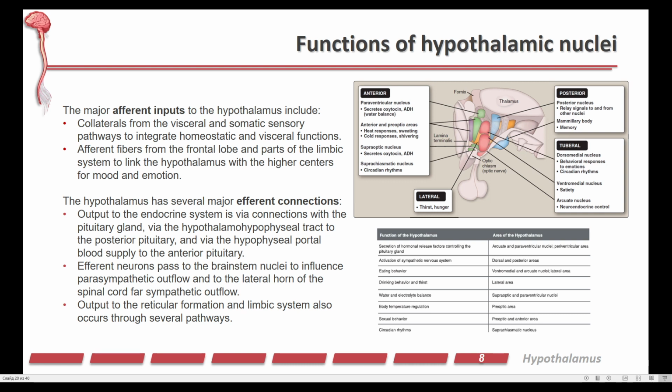As part of its efferent connections, it is connected to the pituitary gland through the hypothalamo-hypophyseal tract to the posterior pituitary, or through the portal system to the anterior pituitary. Efferent neurons also pass to the brainstem nuclei to influence the parasympathetic outflow, or go to the lateral horns of the spinal cord for the sympathetic outflow. And it is also connected to the reticular formation and limbic system.